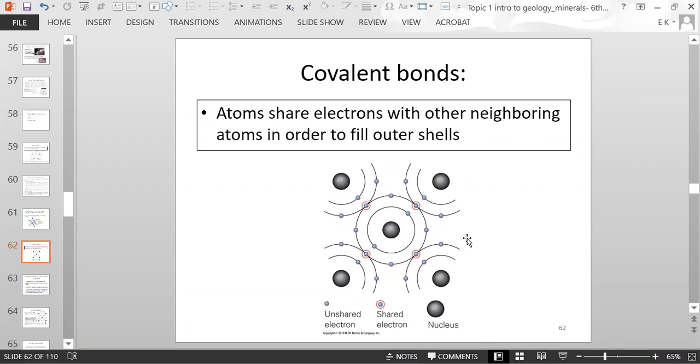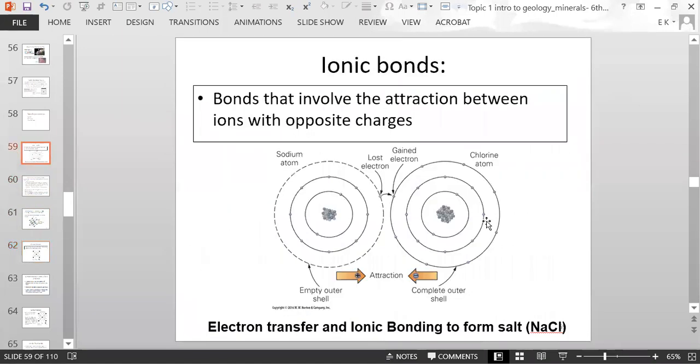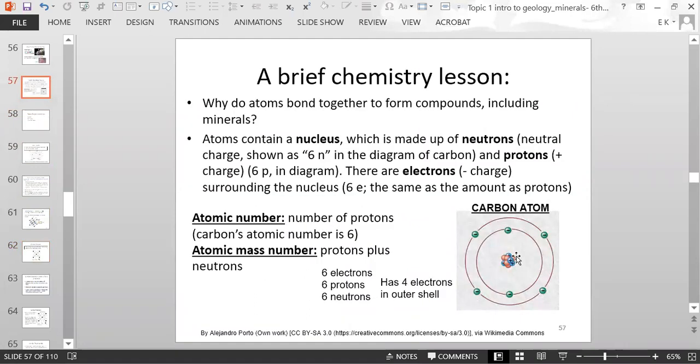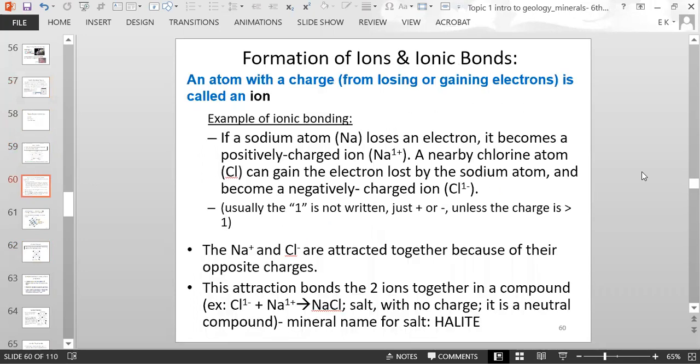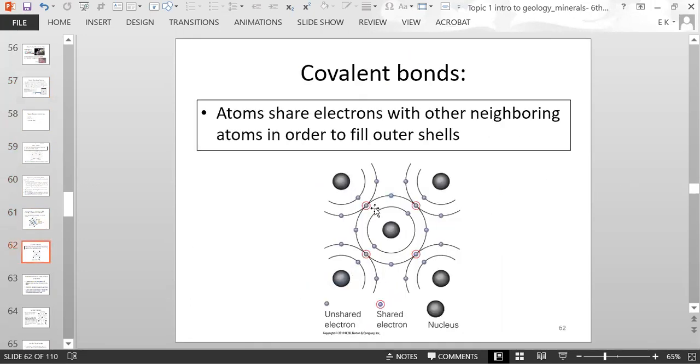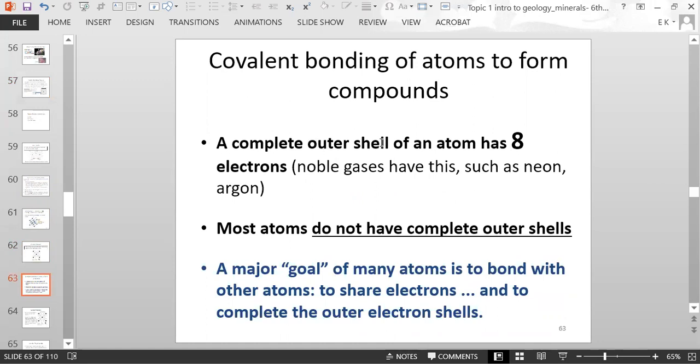So in this case, again, this was the carbon atoms. This is the same carbon atom that I showed you here. The outer shell of the carbon atom has 4 electrons. See, 4 electrons. So a complete outer shell of any atom has 8 electrons, or most atoms actually. Noble gases have this, such as neon or argon. They have 8 electrons in their outer shell.